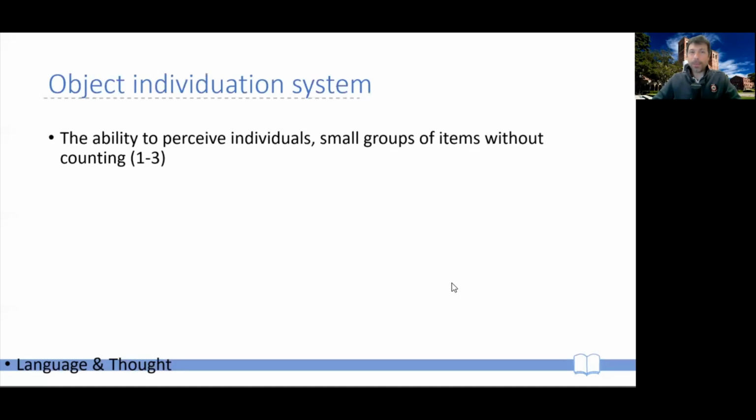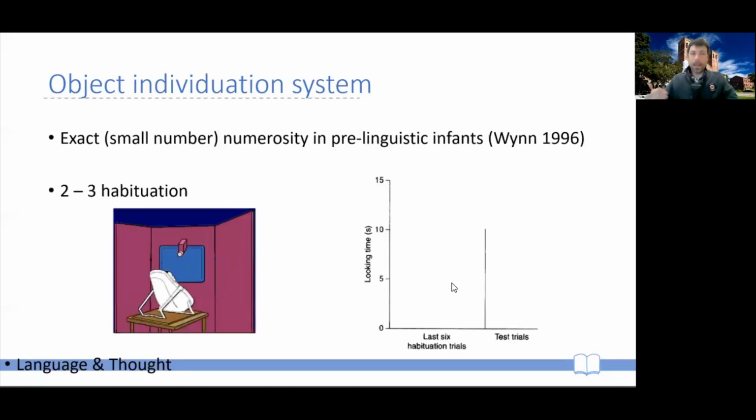So this again relates to the ability to detect small, precise numbers of individuals. Is this indeed a module that we have and that other species have? Same experiment as before. You put an infant in front of a screen, and now you simply habituate them with 2 dots or 2 objects versus 3 objects.